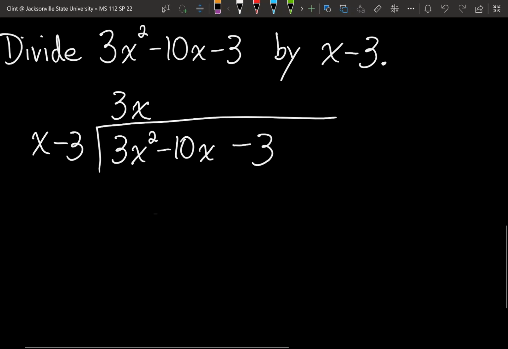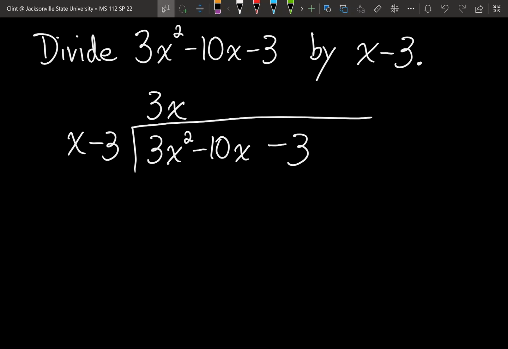So we got the 3x up there. Now, just like before, we're going to take the 3x and multiply it by the divisor. The only difference here is our divisor has 2 terms. So it's like we're having to use the distributive property. So we'll do 3x times the first term and then 3x times the second term. We'll do 3x times x.